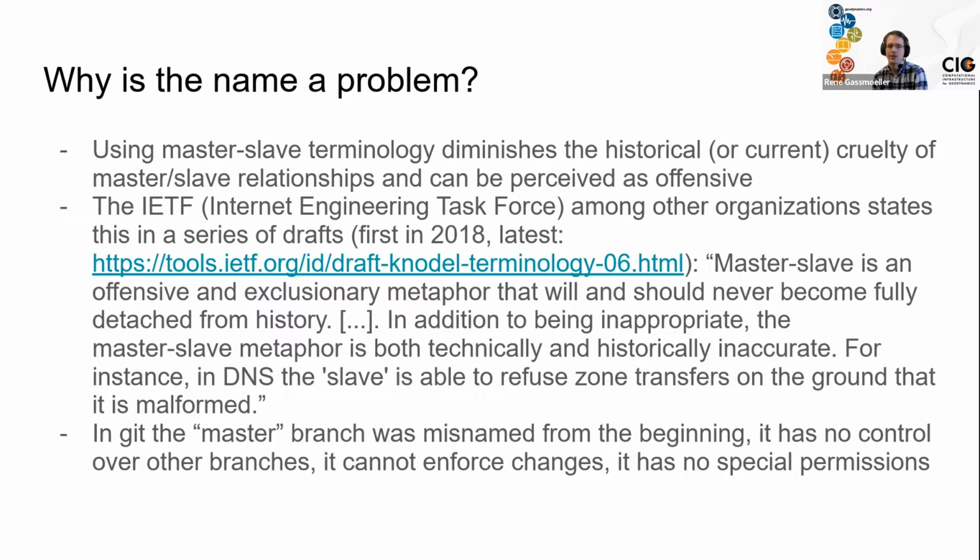They write, master-slave is an offensive and exclusionary metaphor that will and should never become fully detached from history. In addition to being inappropriate, the master-slave metaphor is both technically and historically inaccurate. For instance, in the domain name system in the internet, the slave is able to refuse zone transfers on the ground that it is malformed. If we think about the meaning of the term master branch in Git, it was actually misnamed from the beginning because the master branch has no control over any other branches. It cannot enforce any changes in other branches, and it also has no special permissions compared to other branches, except for the protections that we give it. It's more a convention that this is the main branch.